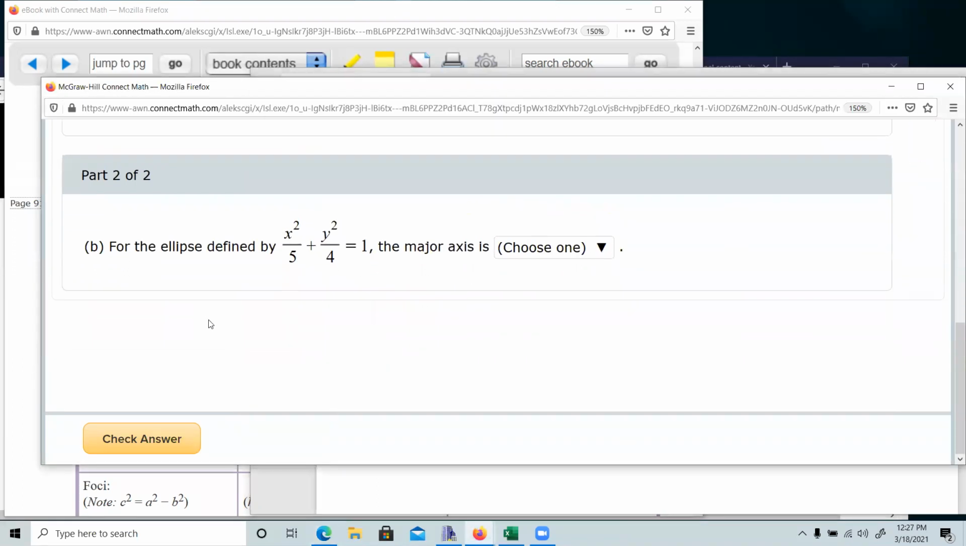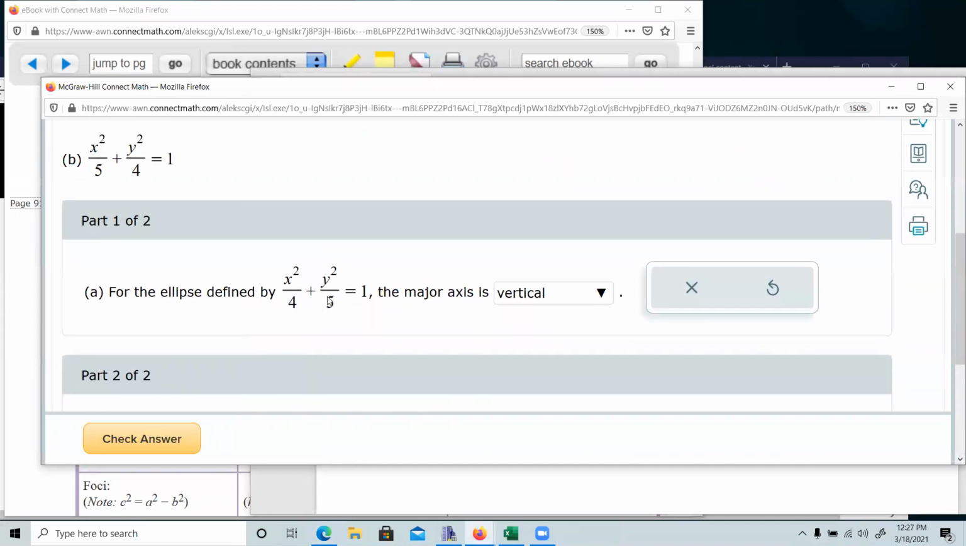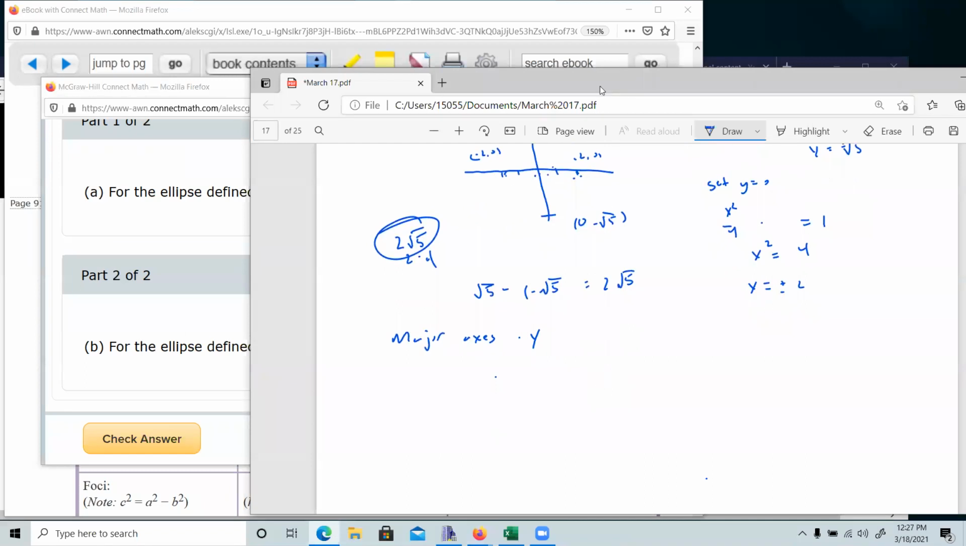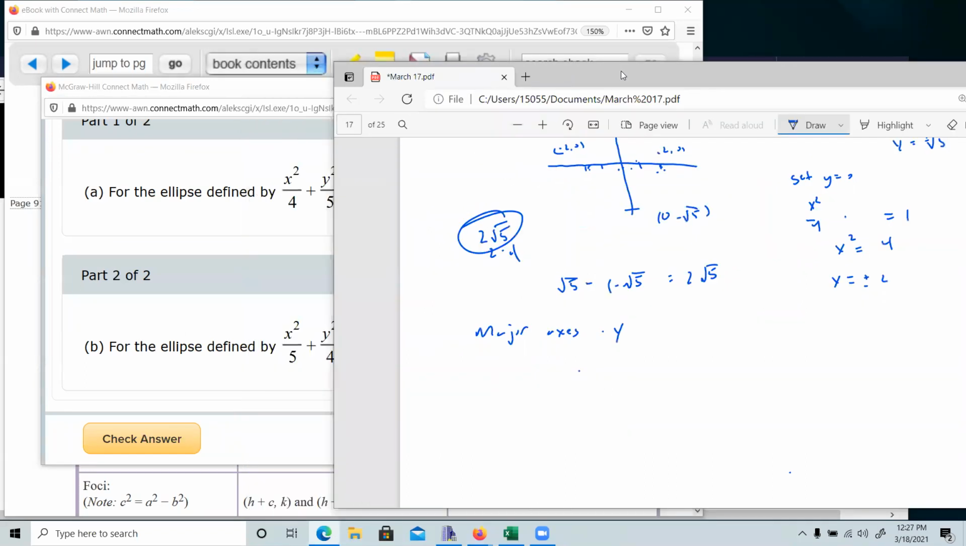So for the second one, we could do the same way. We know this one was 5, so this one's going to be horizontal. But let's just work through it for the sake of trying it. We have x squared over 5 plus y squared over 4 is equal to 1. We're going to set x equal to 0, solving for y. So we have y squared over 4 is equal to 1. Y squared is equal to 4. Y is equal to plus or minus 2.